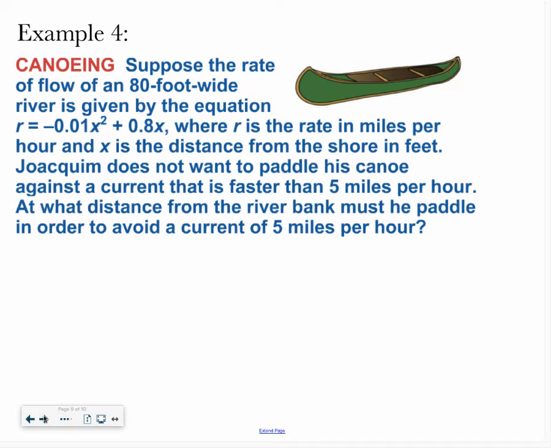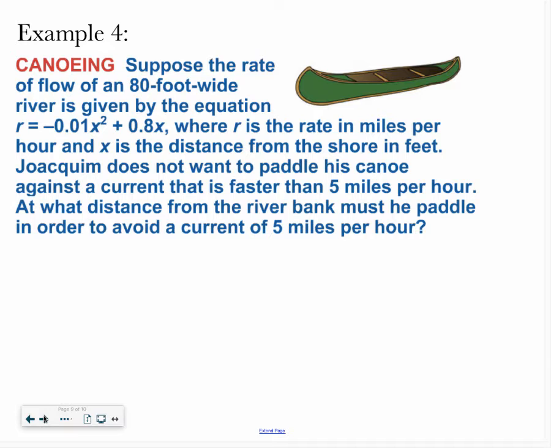All right, our last example, we were talking about canoeing. Suppose the rate of flow of an 80-foot wide river is given by the equation r equals negative 0.01x squared plus 0.8x, where r is the rate in miles per hour and x is the distance from the shore in feet. Joaquim does not want to paddle his canoe against a current that is faster than 5 miles per hour. At what distance from the riverbank must he paddle in order to avoid a current of 5 miles per hour?